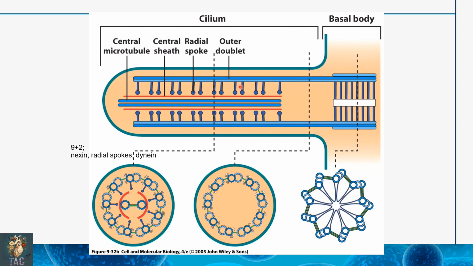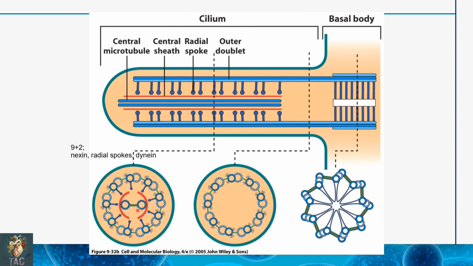This one is the outer doublet of the cilia, and these are the radial spokes which are present. This one is the central sheath, and these are the central microtubules which are present. So you must remember that this is the cross section of the cilia, in which you can see A and B tubules, and in the center you can see A and B, the doublets which are present over here.